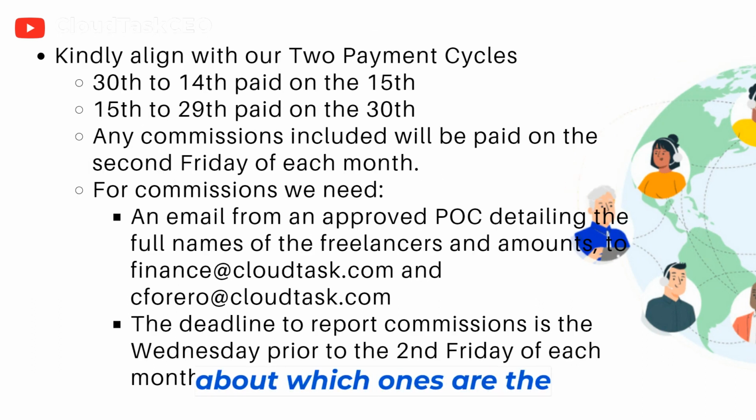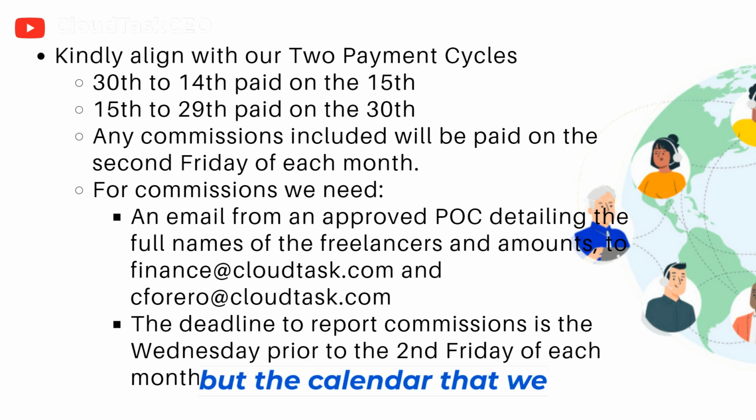Now we're going to talk about which payment cycles we handle. So from the 30th to the 14th, or the last day of the month, for example, if it's 31 days, it will be from the 31st to the 14th, paid on the 15th, and then from the 15th to the 29th, or the day prior to the last day. So if the month has 31 days, it will be the 30th, and this will be paid either on the 30th or the 31st. We also have a calendar for commissions, but there are companies that like to pay commissions included with their 15th payment or the payment on the 30th.